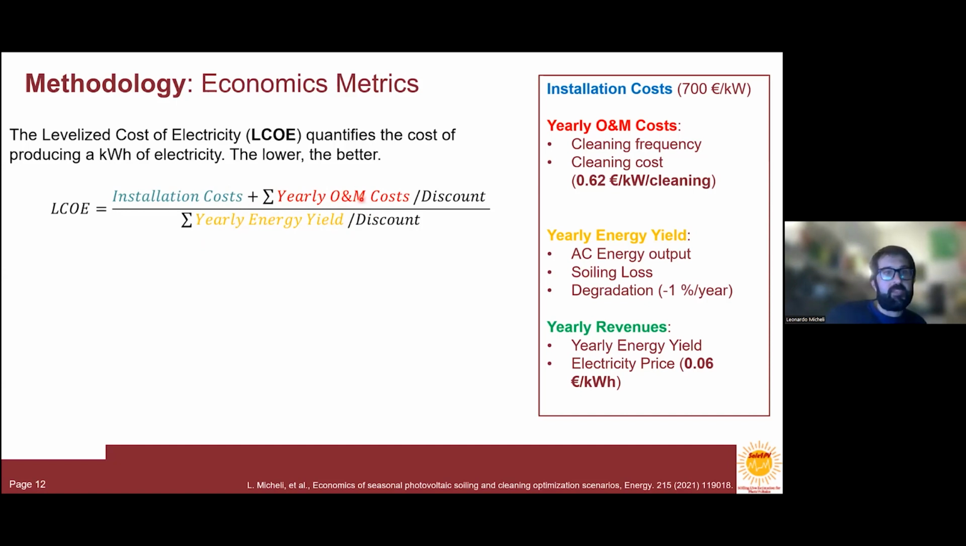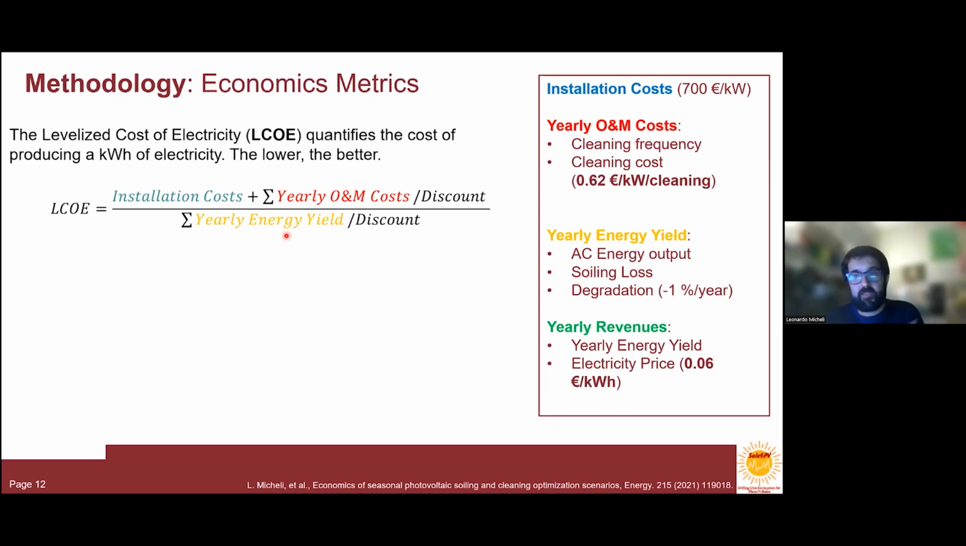Soiling mainly plays in the O&M cost. Indeed, the cleaning frequency and the cleaning cost both affect the O&M cost. The more cleanings we have, the higher the yearly O&M cleaning cost. However, as I said earlier, the more cleanings we have, the more energy we are expecting to produce, because the more cleanings we have, the lower probably the soiling losses we are going to experience.